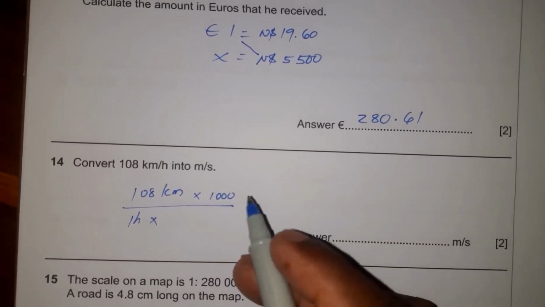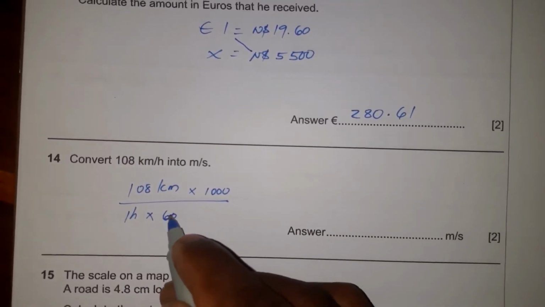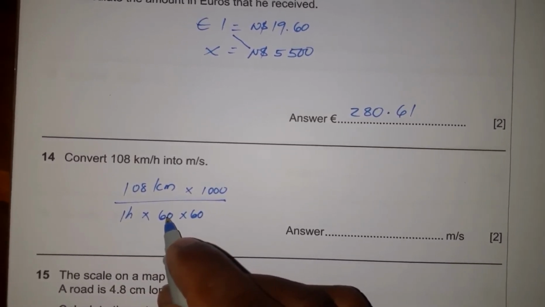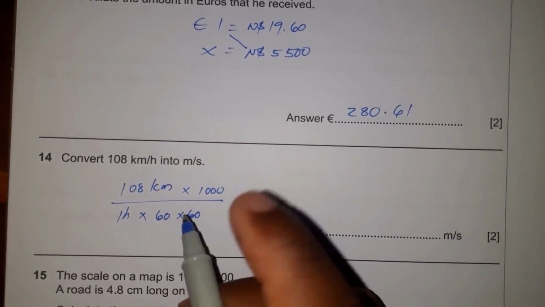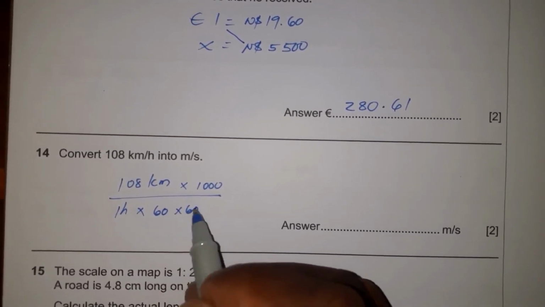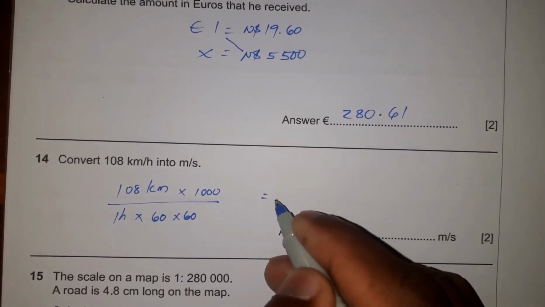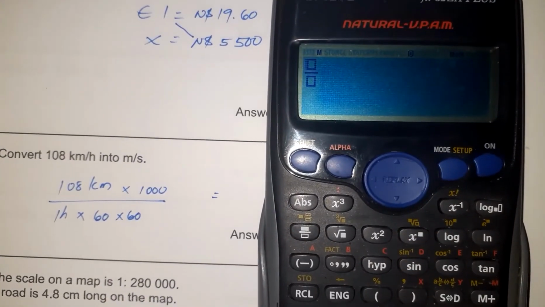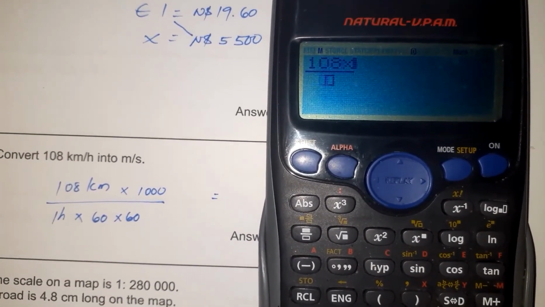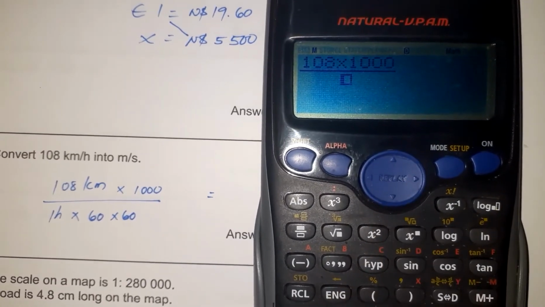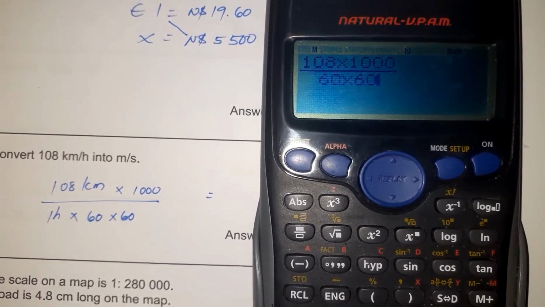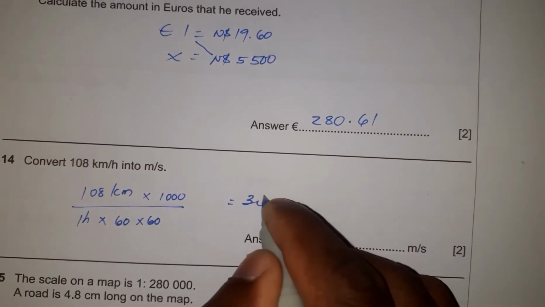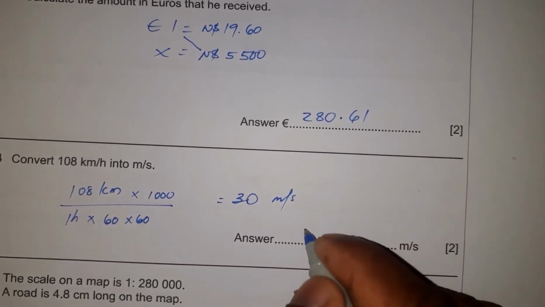So 1 hour to seconds, we multiply by 60 and then by 60. 1 hour equals 60 minutes. Therefore, 1 minute equals 60 seconds. So we multiply by that. And then what we get, take the calculator nicely like that. Punch 108 times 1000, and then divide by 60 times 60, get 30. So the answer there is 30 meters per second.